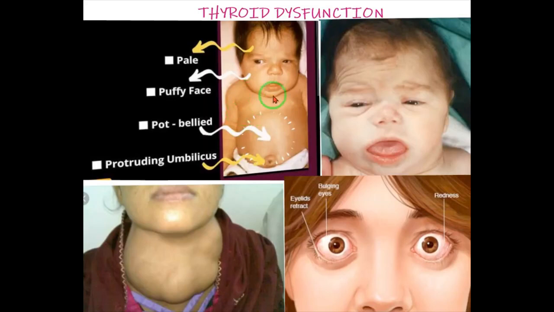Then the third disease is known as myxedema. Myxedema, that is the third disease. It is also caused by the deficiency of thyroid hormones in adults.